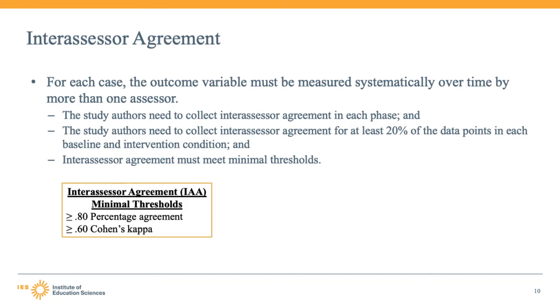First, study authors must collect inter-assessor agreement data at least once in each phase of a design. Second, the study authors must collect inter-assessor agreement data for at least 20% of the data points in the baseline condition, as well as for at least 20% of the data points in the intervention condition. Third, the assessor agreement data must meet minimal acceptable thresholds. The WWC currently defines those minimal acceptable thresholds as greater than or equal to 0.80 for percentage agreement measures, or greater than or equal to 0.60 for Cohen's kappa inter-assessor agreement measures.